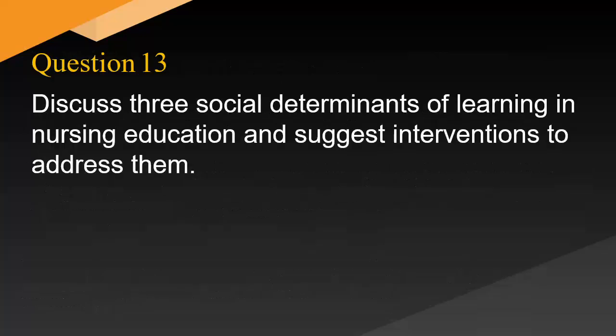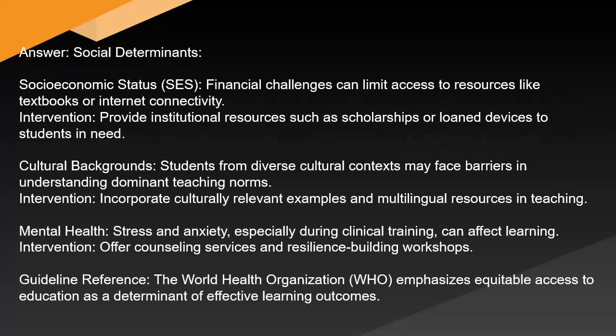Discuss 3 social determinants of learning in nursing education and suggest interventions to address them. Answer: Social determinants. Socioeconomic status. Financial challenges can limit access to resources like textbooks or internet connectivity. Intervention. Provide institutional resources such as scholarships or loan devices to students in need. Cultural backgrounds. Students from diverse cultural contexts may face barriers in understanding dominant teaching norms. Intervention. Incorporate culturally relevant examples and multilingual resources in teaching.